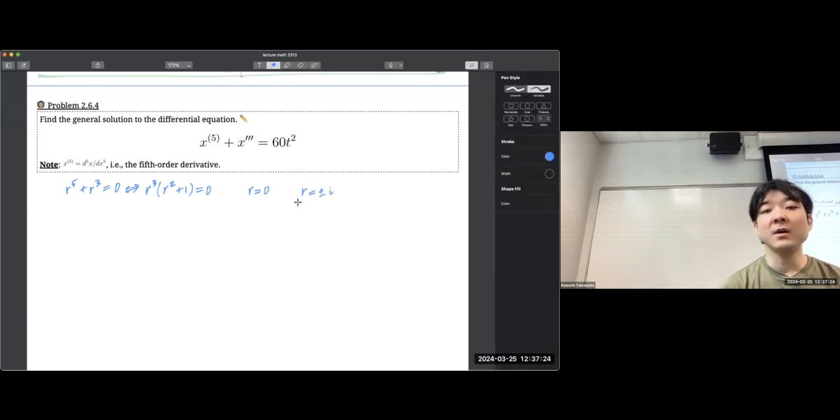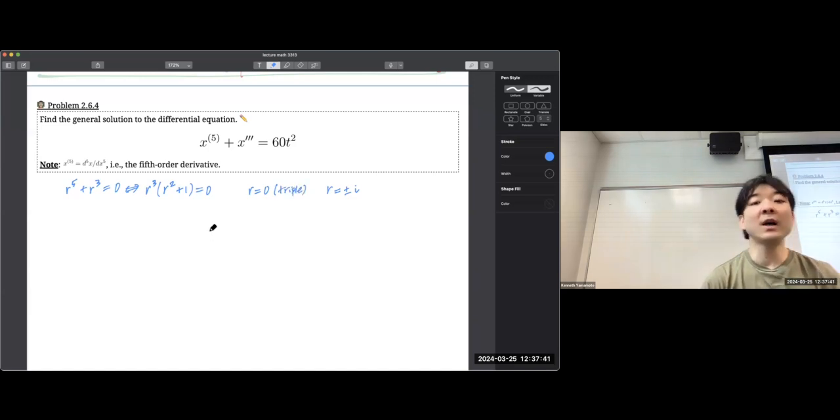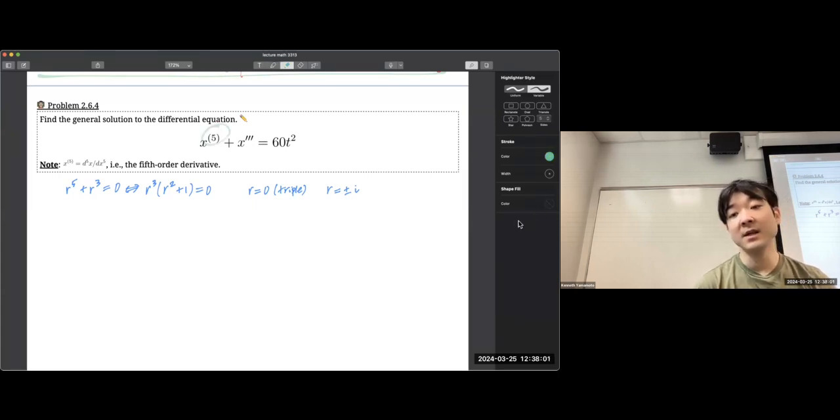But this r equal to 0 is not a single root. It's a what kind of root? It's a triple root, yeah. That's important, so we need to say that r equal to 0 is a triple root because it's got the r cubed on it. We want 5 roots up to multiplicity. So you have plus i and minus i, that's 2, and you have 3 zeros, that's a total of 5. You need that because your differential equation is a 5th order equation. Not necessarily all distinct, but up to multiplicity, you need 5 roots.